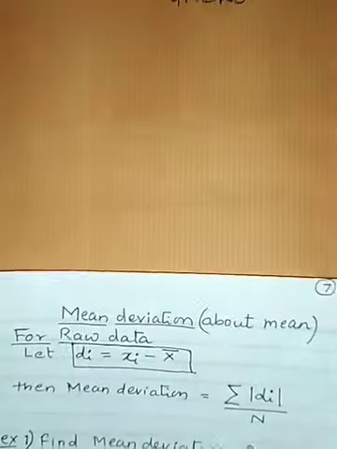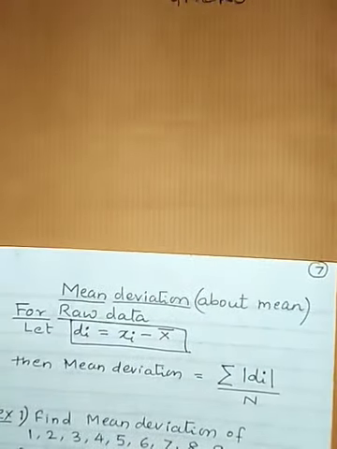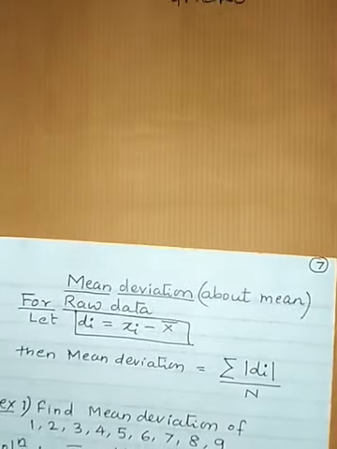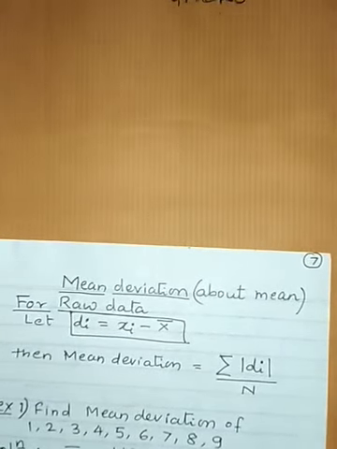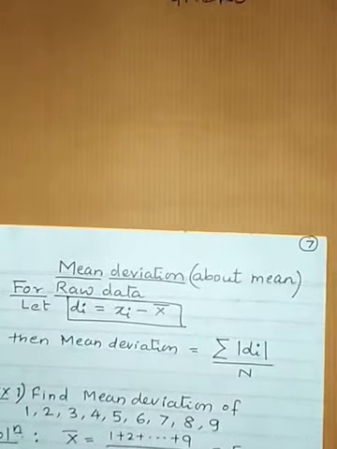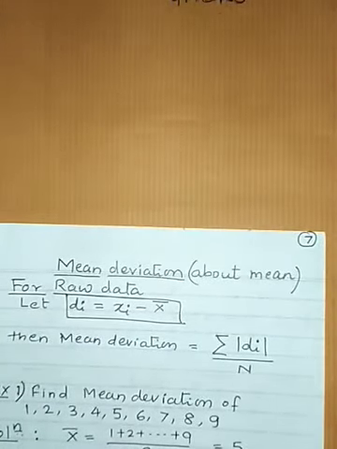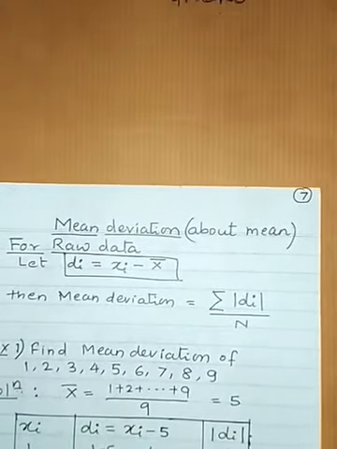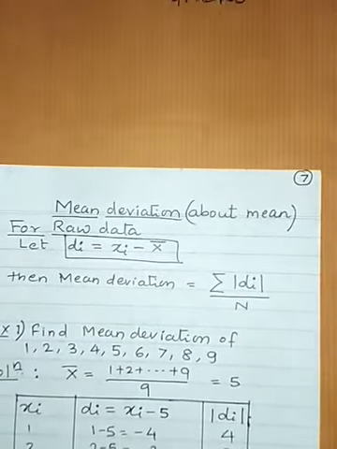Hello friends, this is our lecture on mean deviation. Mean deviation can be found about mean, about median, about mode. But in your syllabus, it is only mean deviation about the mean. So for raw data, there are two steps.